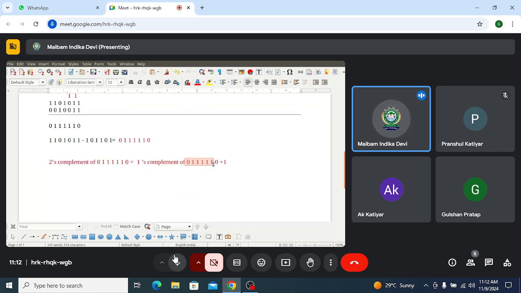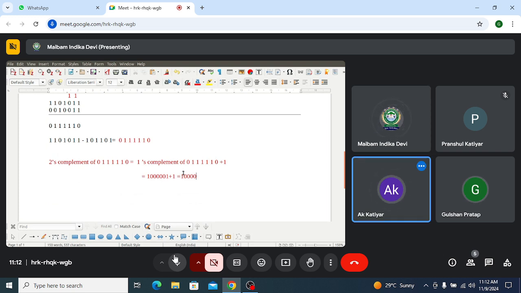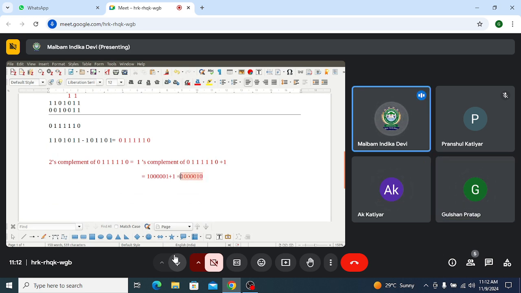So what is the 1's complement of this value? Wherever there is a 0, you put a 1, and wherever there is a 1, you put a 0. Then you add 1 to this, and that will be the 2's complement. The answer will be 1 0 0 0 0 1 0 1 0. So this will be your answer, the whole total, and you have to put a negative sign in front. Don't forget this sign.